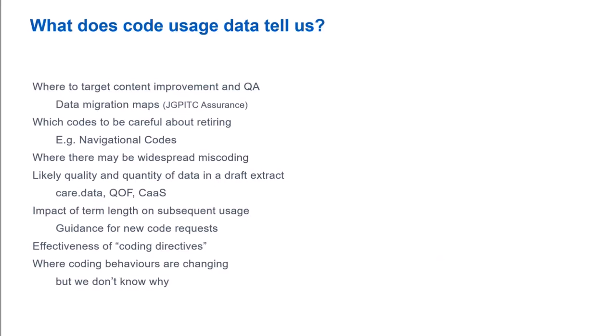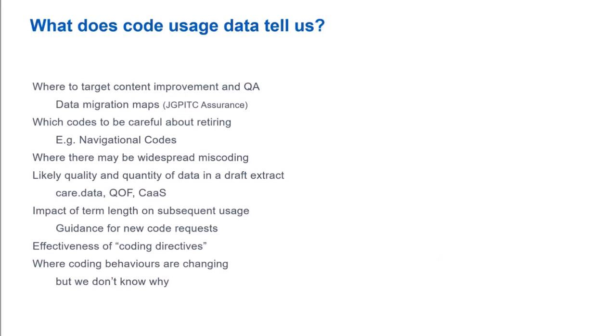I've also had an interest in what the predictors of subsequent usage are. I'll show you in a little bit one of the slightly interesting ones, which is the impact of the term length. But if we can predict what it is about a code that makes it loved or unloved as time goes by, could we use that to provide better guidance to people who keep requesting new codes?